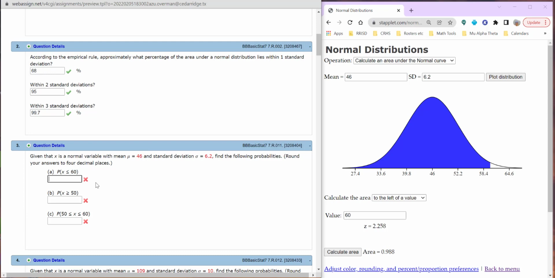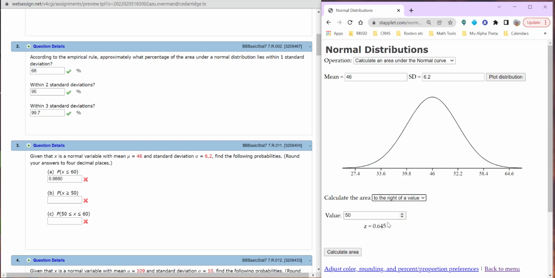So I'm not going to change that to percent. I'm going to put 0.9880. You probably are going, well, it says 4. Well, I'll put a 0. Greater than 50. So let me put, that was less than or equal to 60. Don't worry about less than or equal. On a continuous distribution, those are pretty much the same thing. So to the right of a value, calculate area. See, now it's giving me more decimals because it's not ending up in a 0.